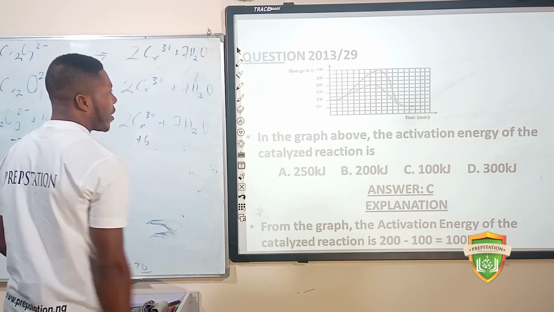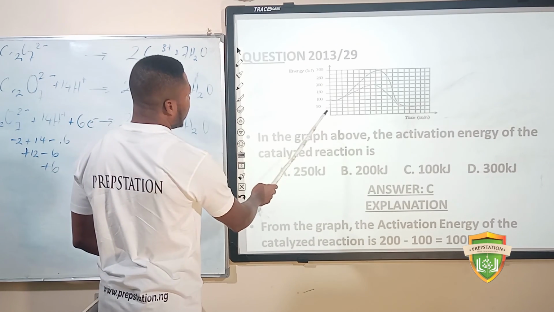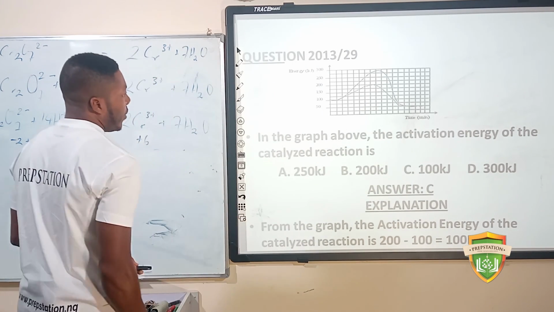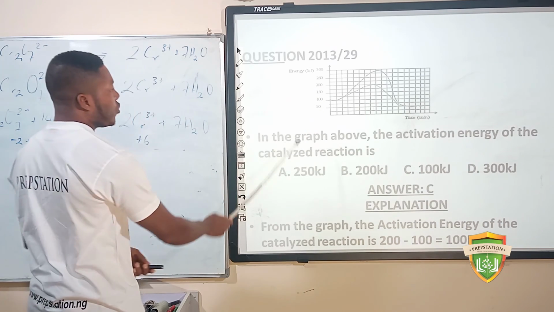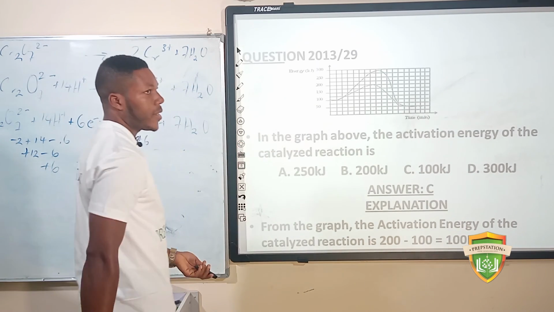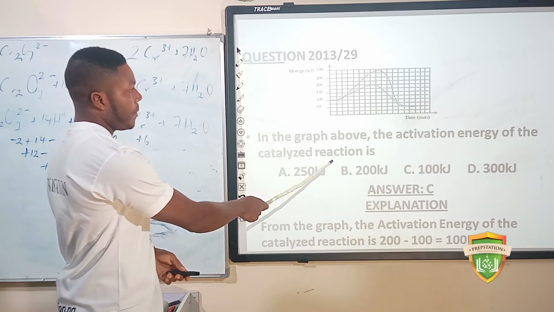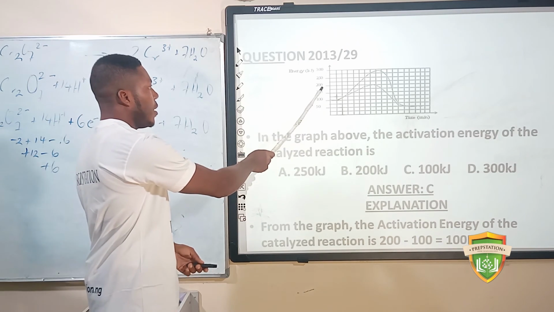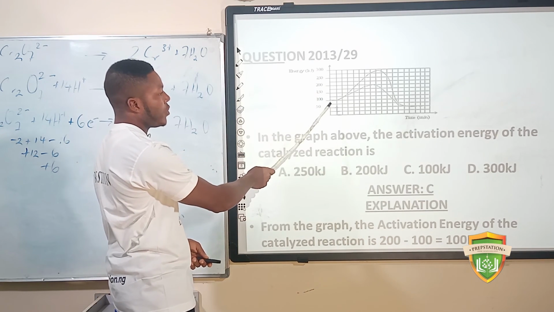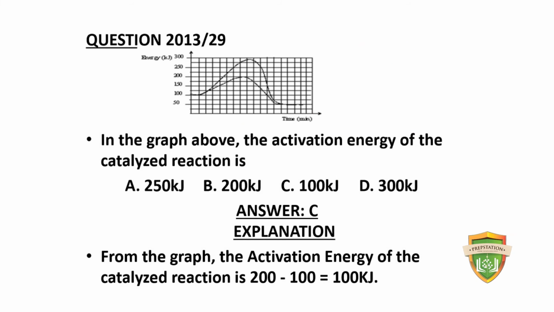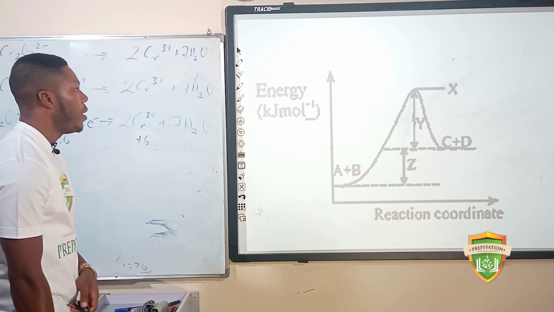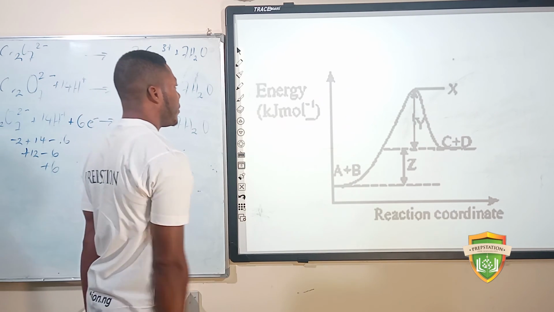So now go to the graph, count the grid very well. From 0 to 200 is catalyzed. The reaction starts from where? From 100. So if you subtract 100 from 200, that will give you your answer, because they mentioned catalyzed. If it were uncatalyzed, you would start from 300 to 100. So the answer here is 100. From the graph, the activation energy of the catalyzed reaction is 200 minus 100, which gives us 100 kJ.